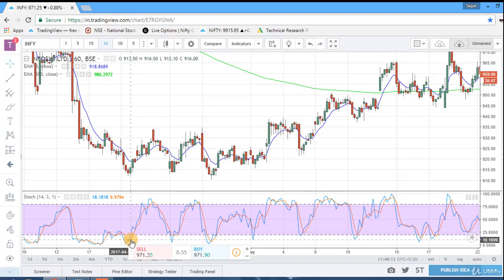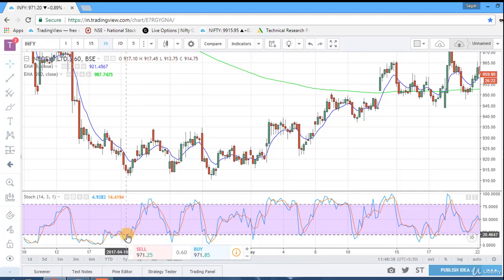When this blue line crosses above D line and they cross above this 20 line, then this is a buy signal. And also we can buy when the oscillator falls below 20. It falls below 20 and then rises above 20. This is the signal of buying.